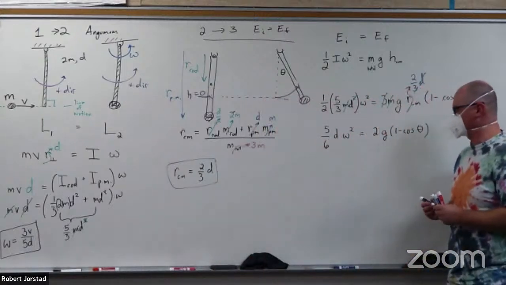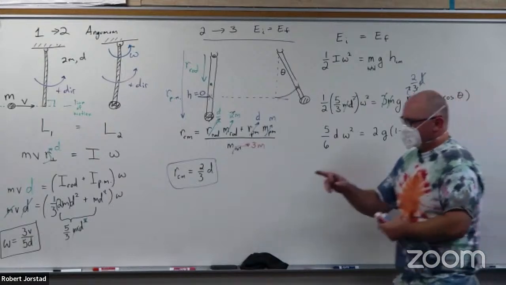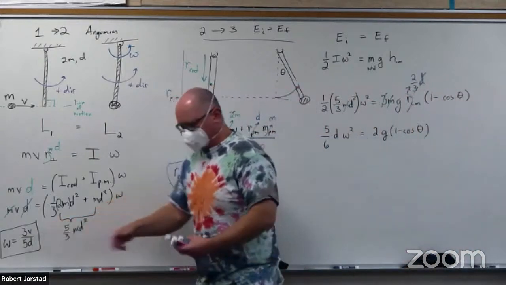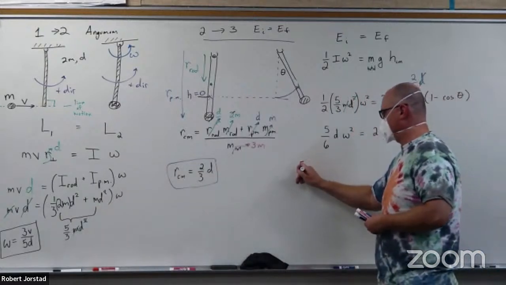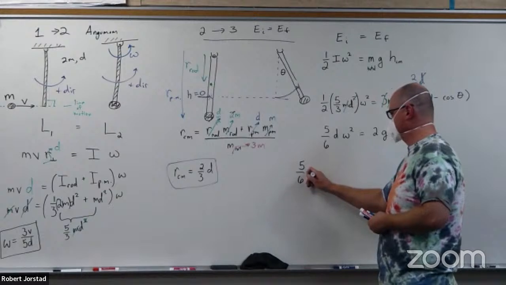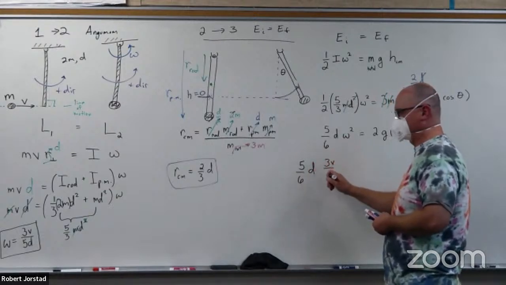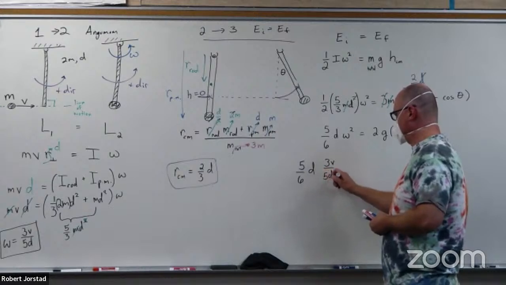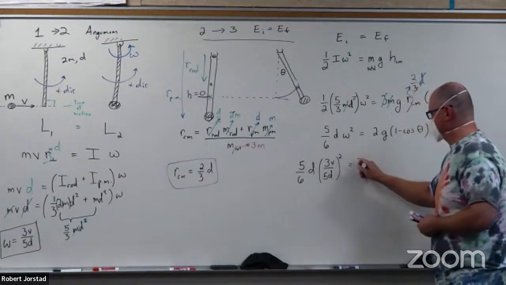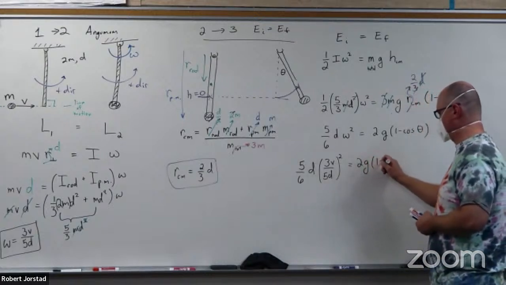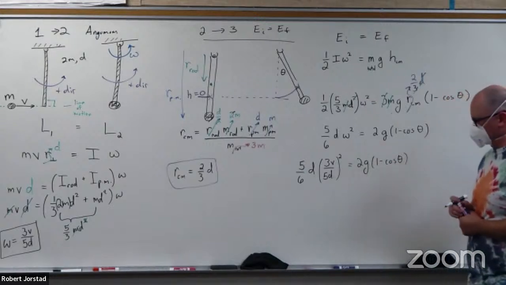How do I get the v involved? That's the whole point of that original result. We could get the v involved and we're good to go. So I'm going to plug that in: 5/6 d, and the omega was 3v over 5d, and we've got to square that. We're going to get the job done. Solving this for theta is possible.